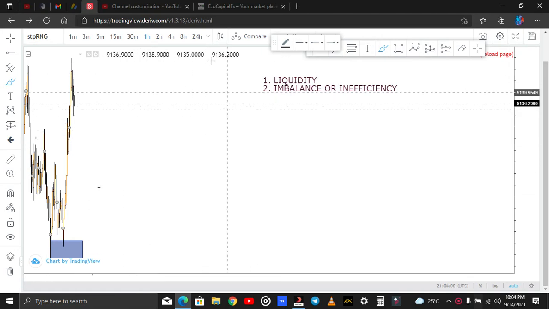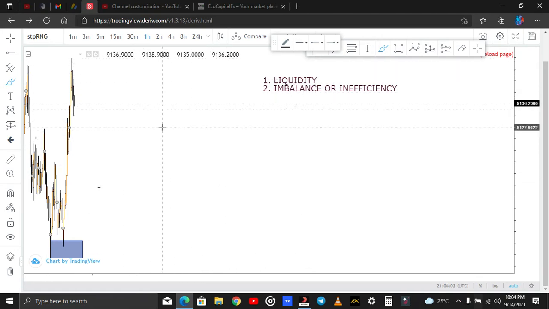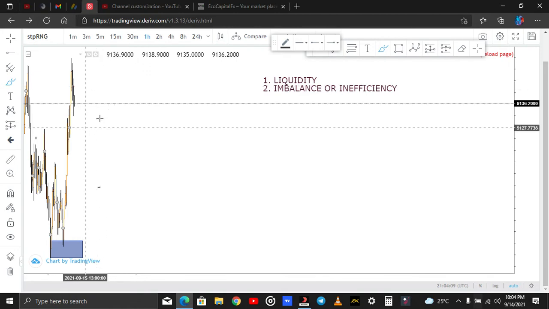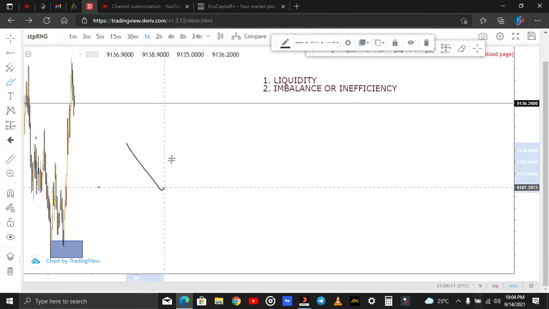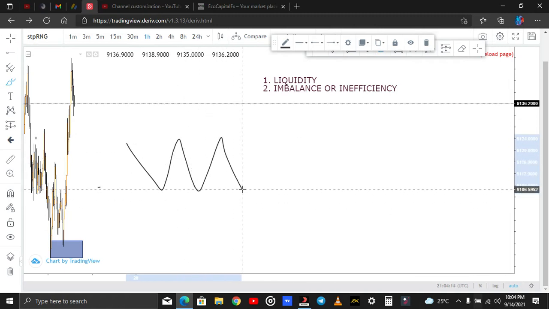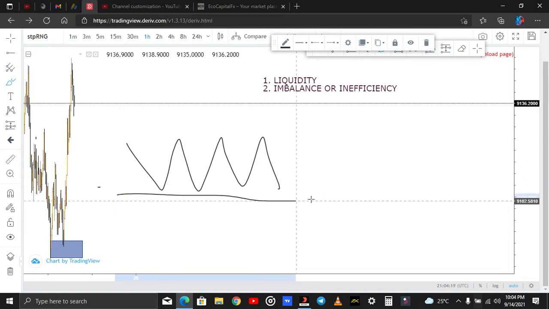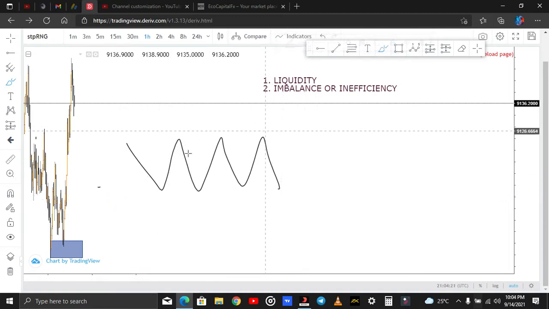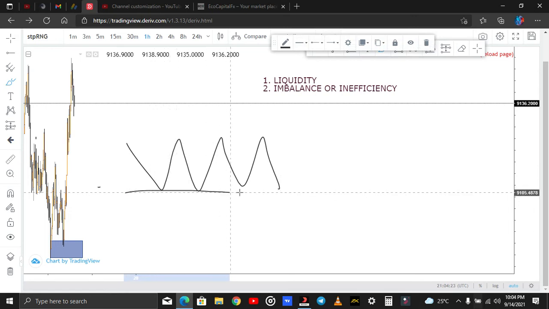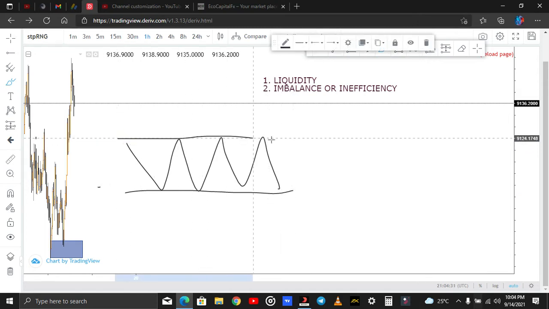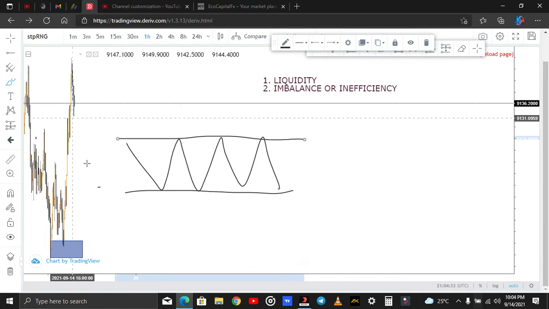Liquidity simply means the market trying to grab liquidity, trying to hunt for stops. Sometimes retail traders call it a stop loss hunt. Price is forming a perfect range. Let me draw it as well. So now, what is liquidity?